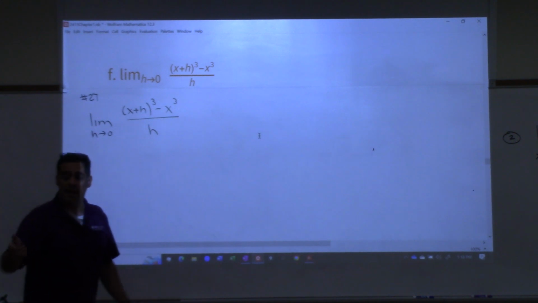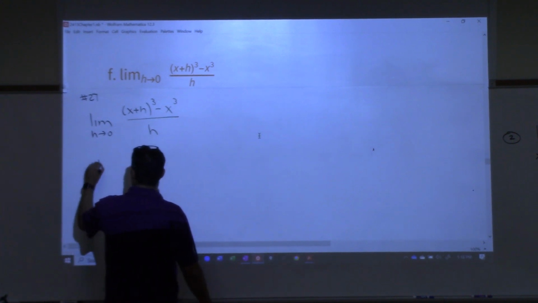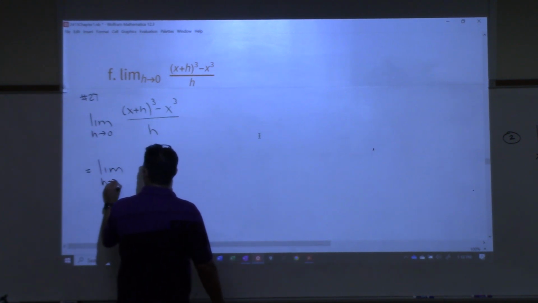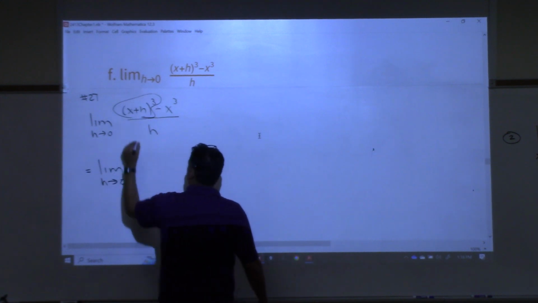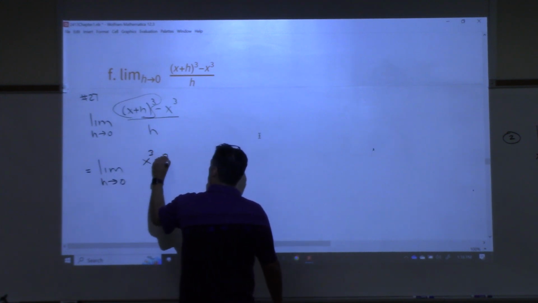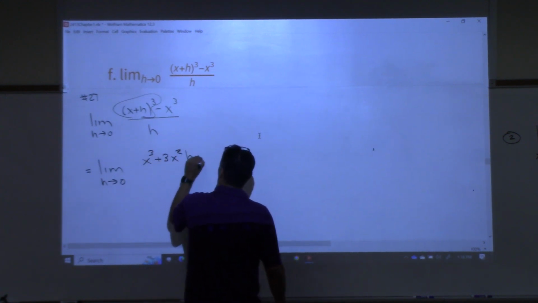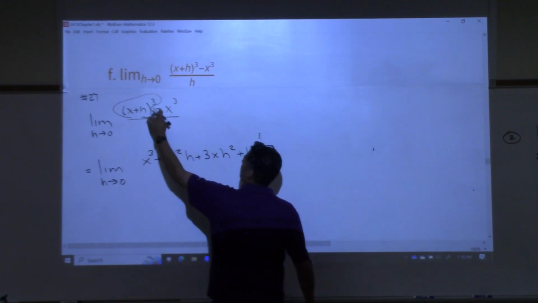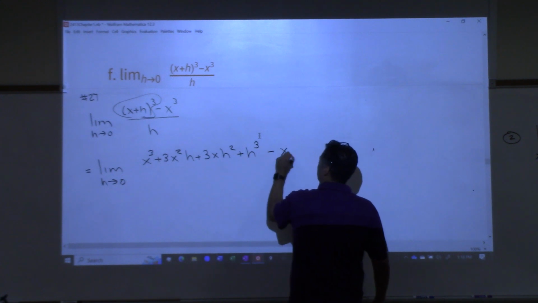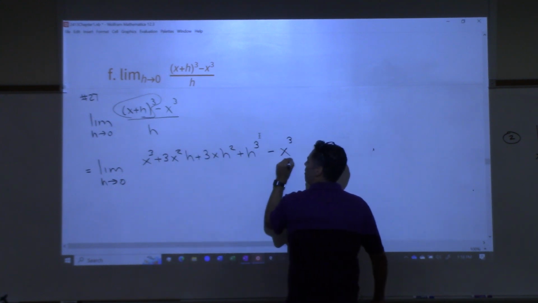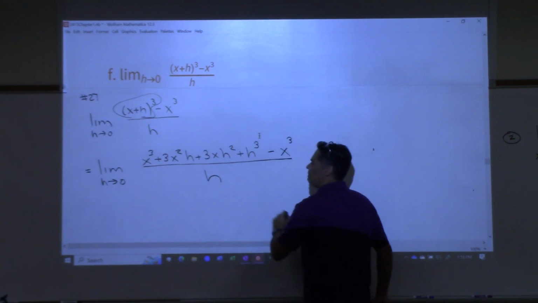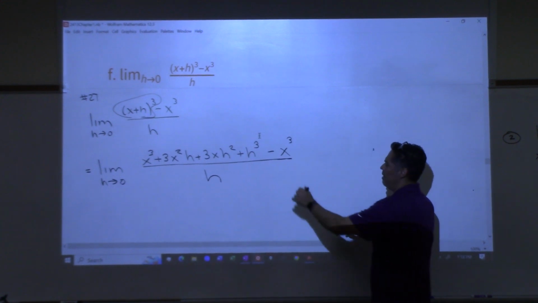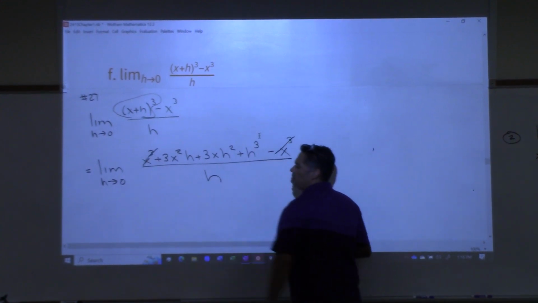Okay, you expand it. I'm just going to go super fast because it's in the notes. Limit h goes to 0. Expanding that without showing any work, x cubed plus 3x squared h plus 3xh squared plus h cubed. That's what you get when you multiply that out. Minus the x cubed that's here, all over the h. That's your first step. Then that gets killed off.